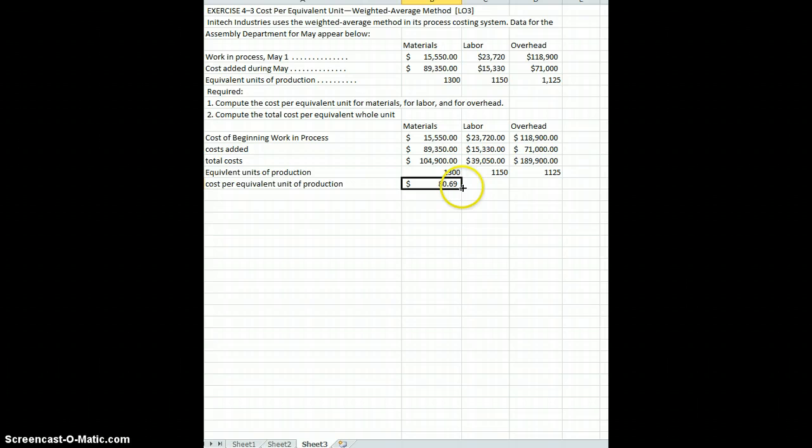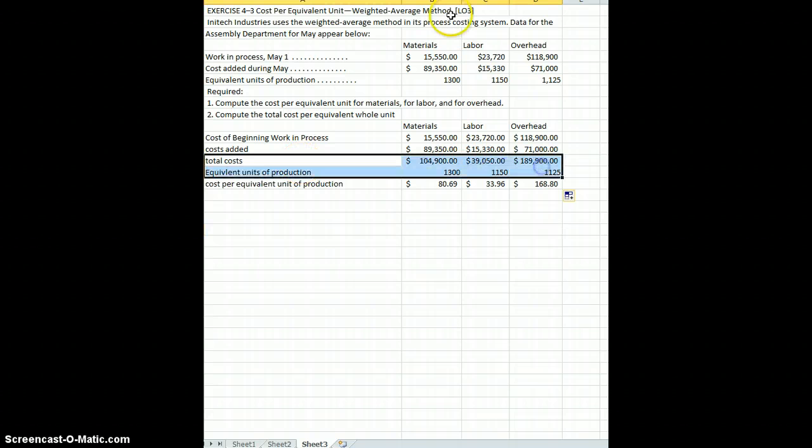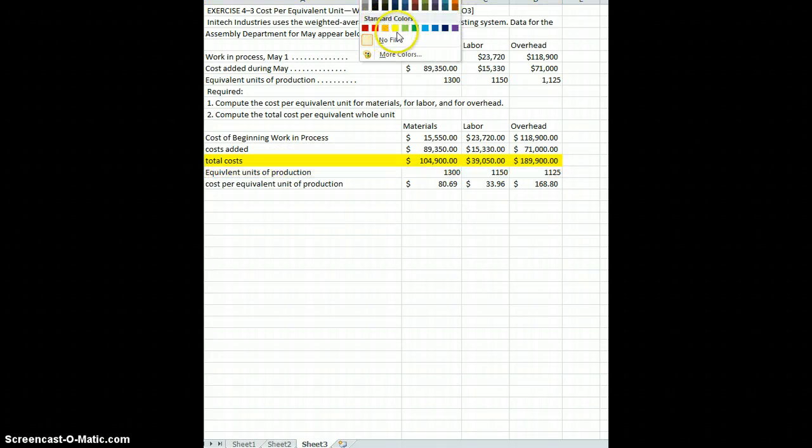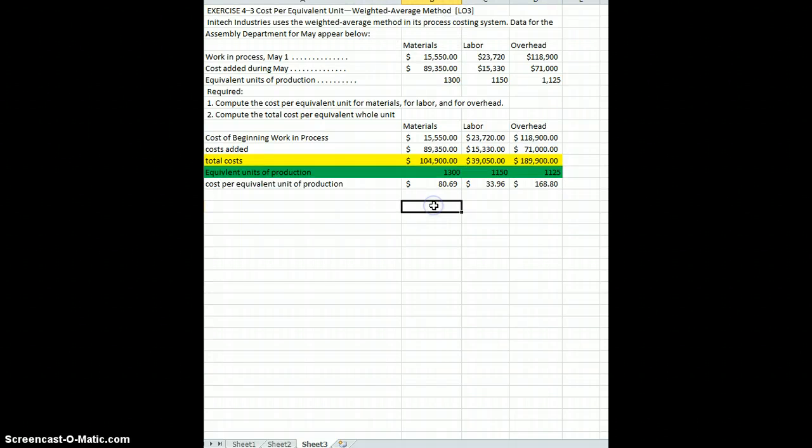I'm just going to copy and paste my formula across. So again, we're going to take the total costs and divide it by the equivalent units of production. And we'll get our cost per equivalent unit of production. And that's number one. Compute the cost per equivalent unit for materials, for labor, and for overhead.